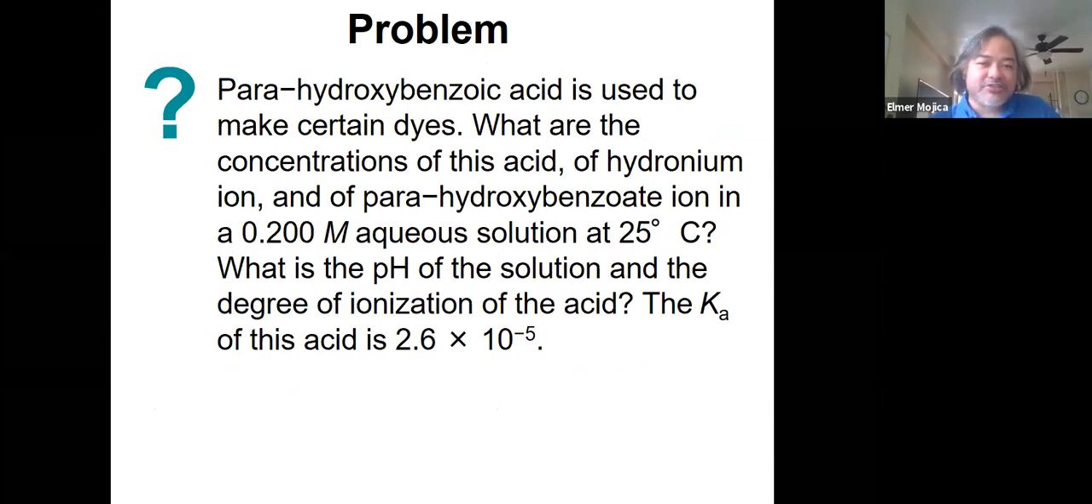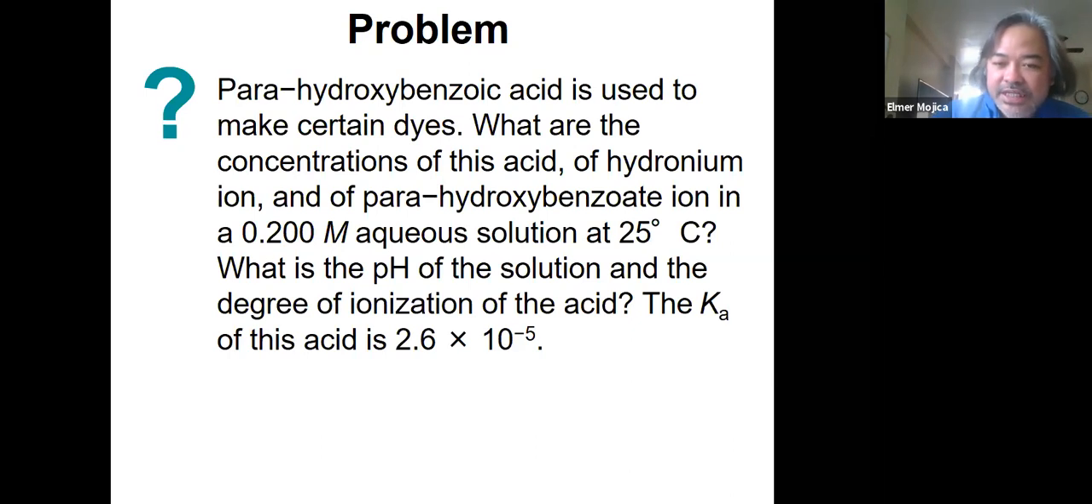So you have para-hydroxybenzoic acid. This is used to make certain dyes. So what are the concentrations of this acid, of hydronium ion, and of para-hydroxybenzoate ion in a 0.2 molar aqueous solution at 25 degrees Celsius? So what is the pH of the solution and the degree of ionization of the acid?